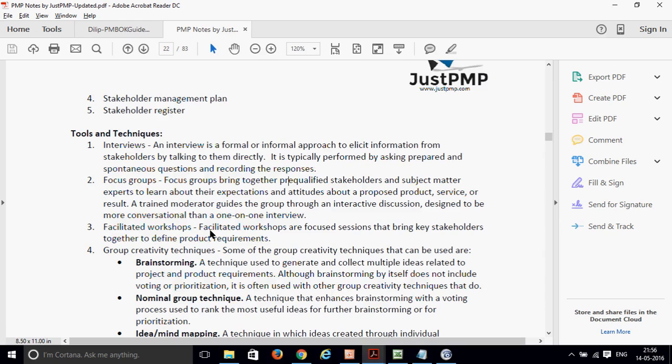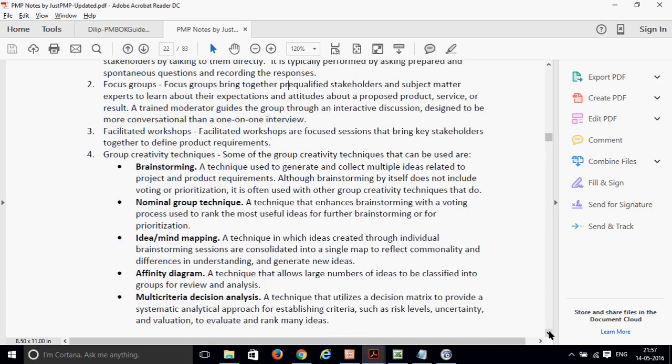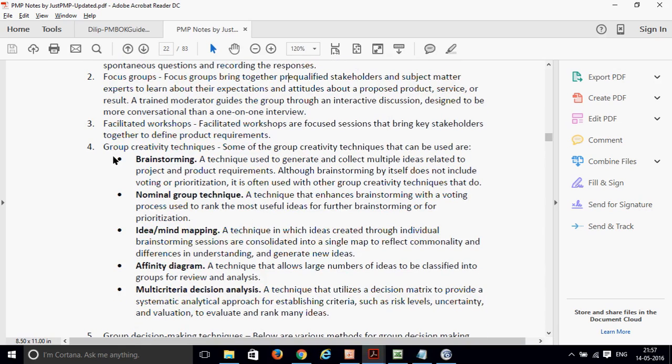It's more like a meeting or discussion with 10 or 20 people, who discuss with each other to find out what their requirements are. So that becomes facilitation, right? A facilitated workshop. Another thing is that it's a group creativity technique. There are many types that are part of group creativity techniques.